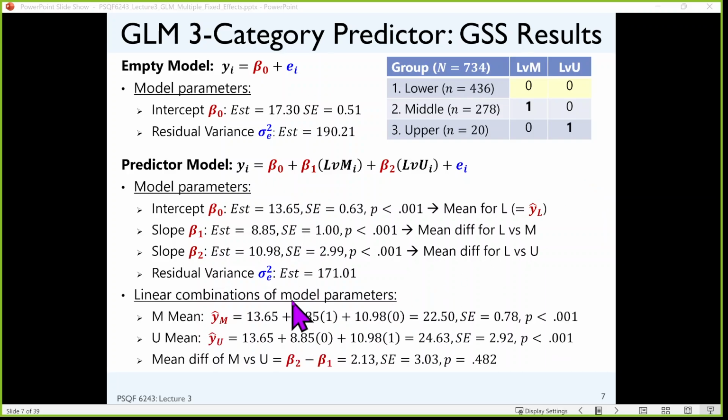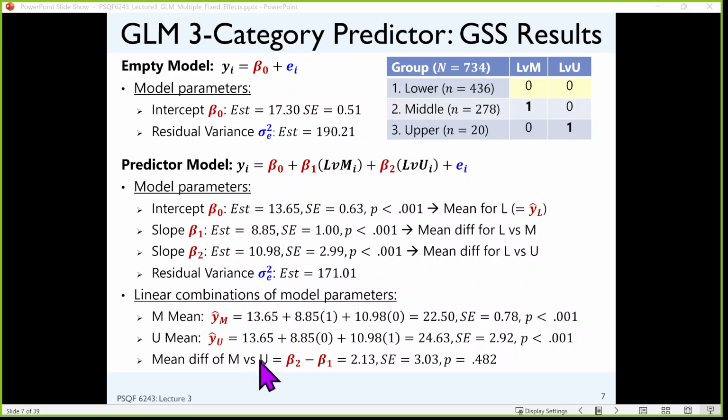So if I fill in the patterns here, fill in the fixed intercept, fill in the fixed slopes, plug in my zeros and ones for the other groups that turn each of those slopes on or off, here is the result. The predicted mean for the middle group is 22.5. The predicted mean for the upper group is 24.63. Note the difference in the standard errors. The same idea here: the upper group is a lot wigglier in terms of what its mean would be across samples because it's only 20 people. It really depends on which 20 you get.